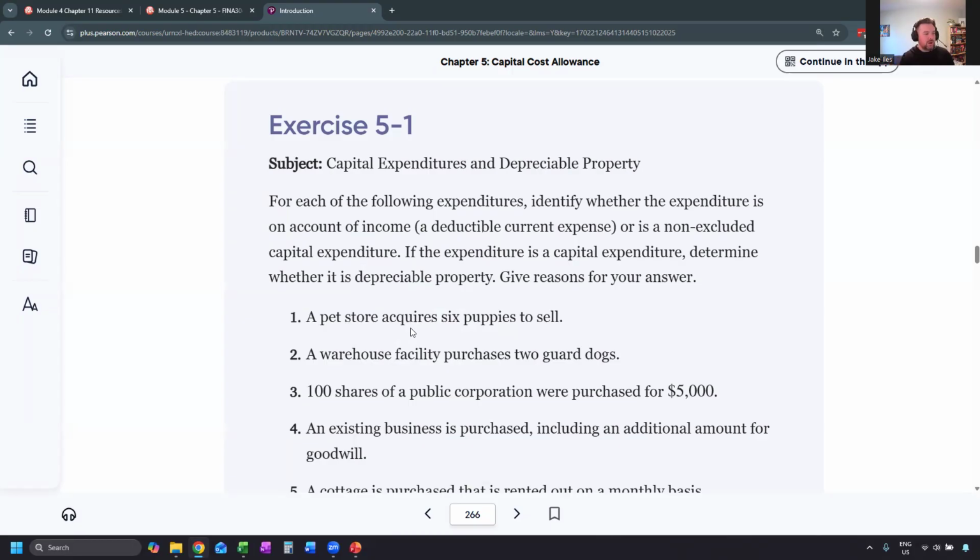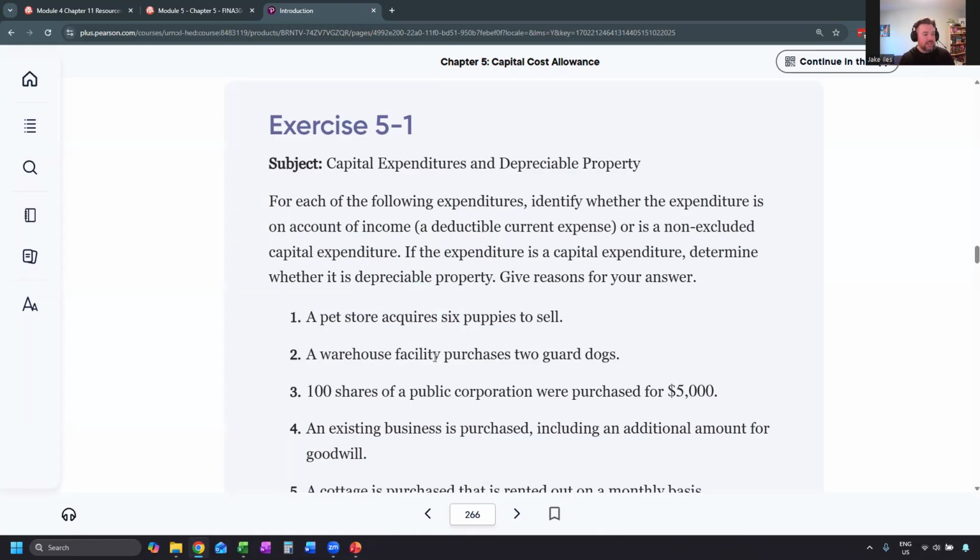A pet store acquires 6 puppies to sell. Is this a capital expenditure? No, because it's a pet store, those puppies represent inventory. They were puppies acquired for the purpose of reselling at a profit.